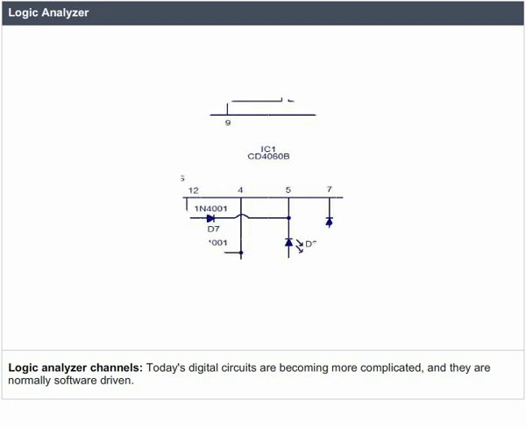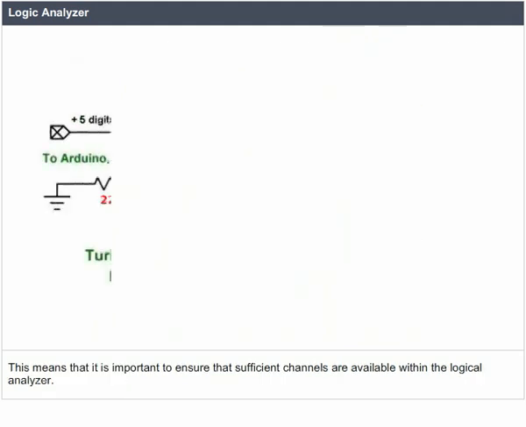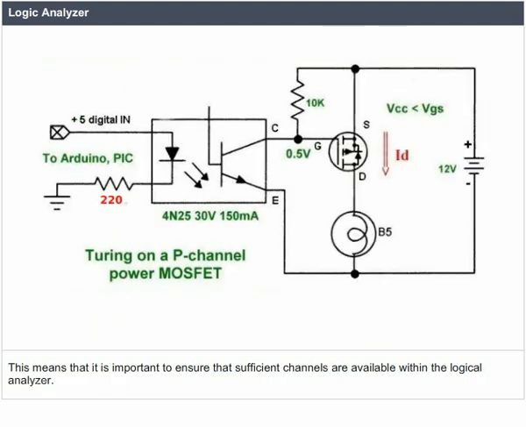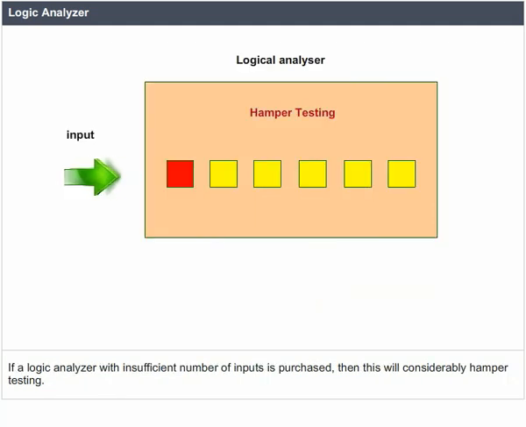Logic analyzer channels. Today's digital circuits are becoming more complicated, and they are normally software driven. This means that it is important to ensure that sufficient channels are available within the logic analyzer. Often, high-end processor designs require between 50 and 150 channels to cover all the lines that are relevant to the testing. If a logic analyzer with an insufficient number of inputs is purchased, then this will considerably hamper testing.